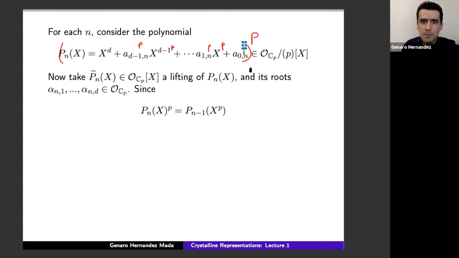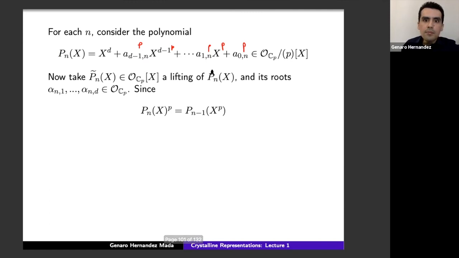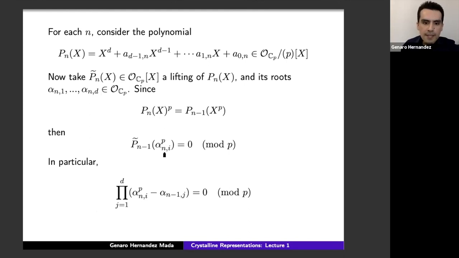Right? And so what I know is that if I raise this to the power p, I am going to get n minus 1 here because those coefficients came from a projective limit. And the same here. And so I get the n minus 1 polynomial evaluated in x to the p, right? So I have this relationship. And so what I'm saying here is that I can put inside here one of the roots of the polynomial, and I'm going to get this 0 modulo p, okay? So in particular, I have this product is 0 modulo p, right?